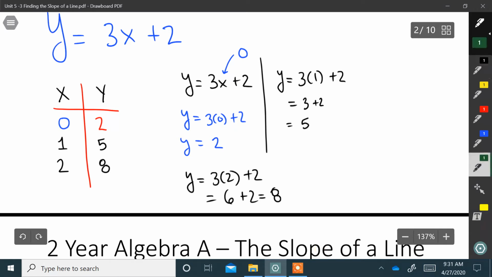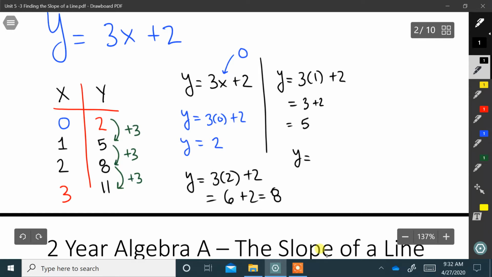And I want you guys to realize something that is very important when you're doing linear equations, and that is that this number, I don't know if you guys notice, but it's increasing by 3 every time. So I'm going to guess, just based on what I know, that the next number is going to be 11. Now let's go ahead and check that. Let's see if it's actually 11. So I have 3 times 3 plus 2. 3 times 3 is 9, plus 2 is definitely going to be 11.